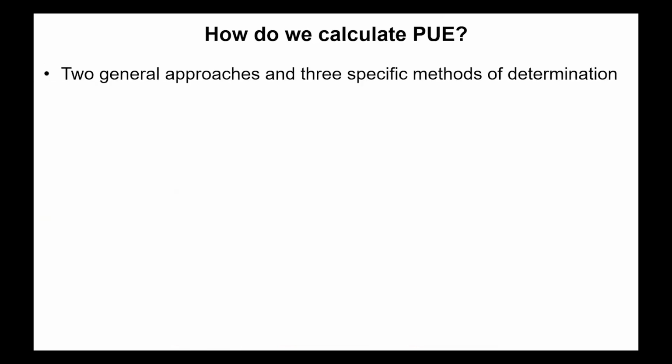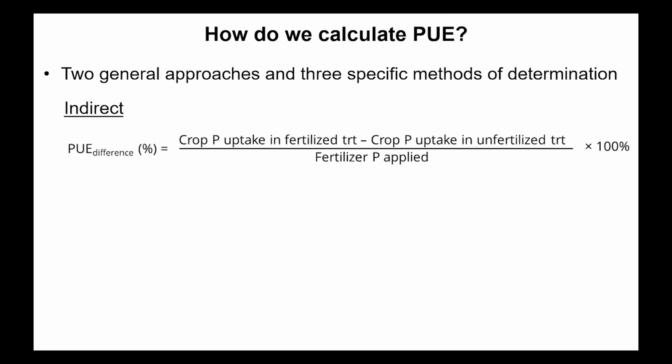So now to the focus of this paper, which is how do we calculate PUE? And more specifically, is the way that we calculate it going to give us differences in the net outcome, in the net value? So can I think about my percent use efficiency in the same way, depending on how I measure it? There's three specific methods that can be divided into two ways. The first two are the indirect approach. The first of these is the PUE by difference. So subscript here for difference.